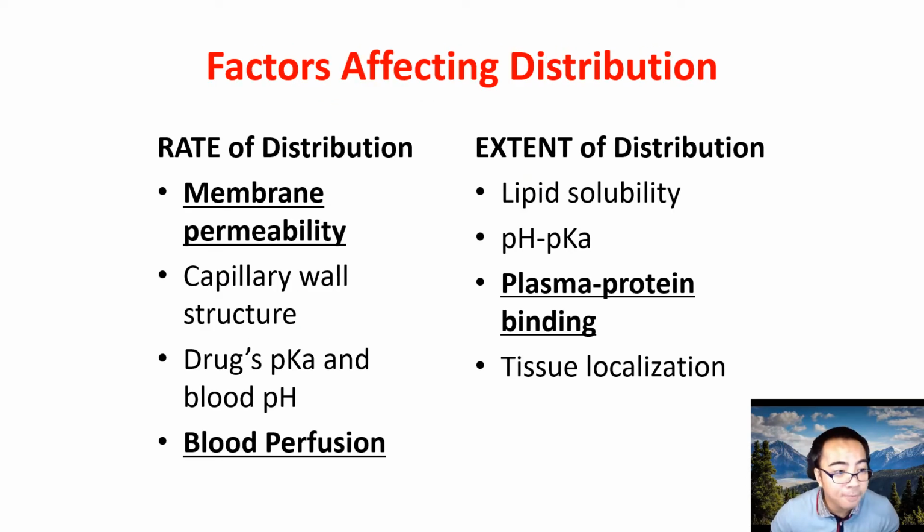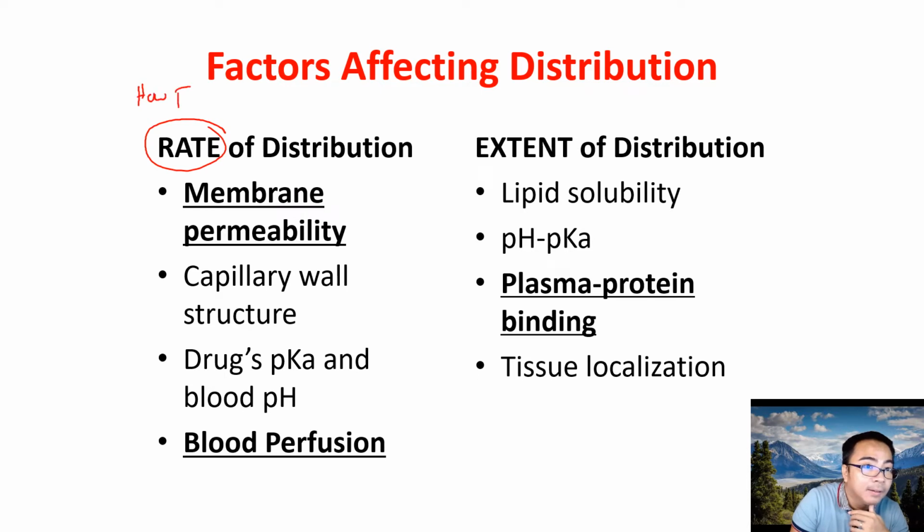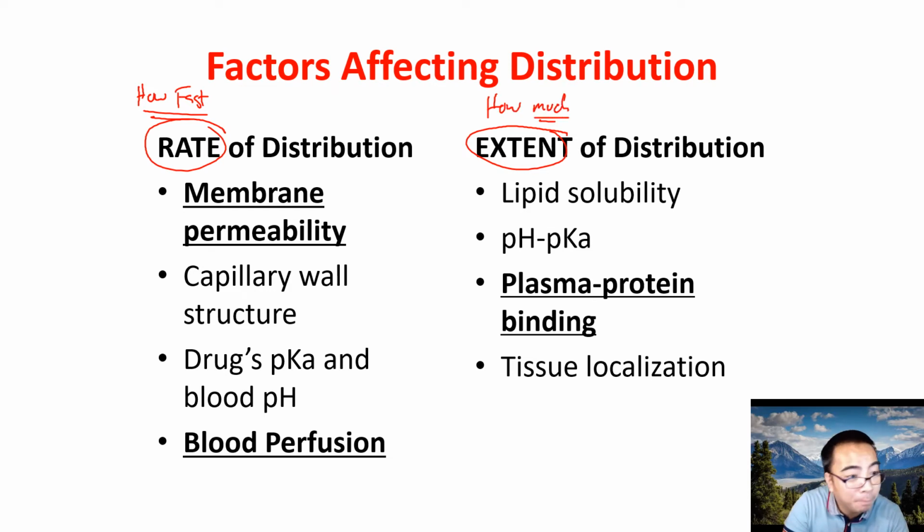So what are other factors affecting distribution? So in terms of rate and extent. Remember, class, when we talk about rate, we're talking about how fast. We're talking about speed here. Okay, well, when we're talking about extent, usually we talk about how much, up to where. Okay, gaano karami ang nadi-distribute? Hanggang saan ang naaabot ng distribution natin?